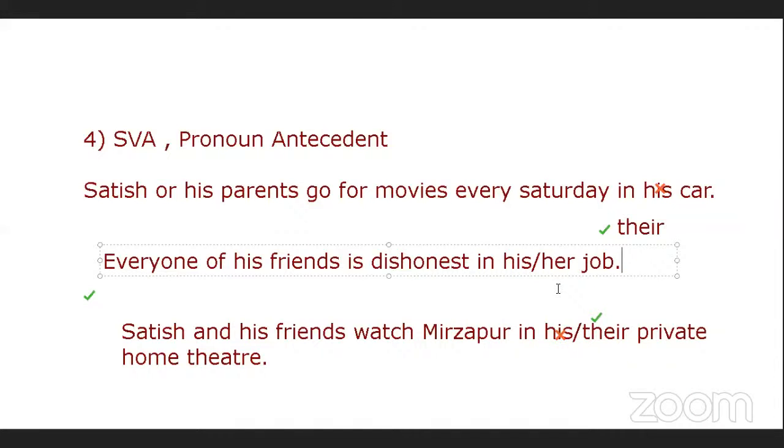मीना इज डिसऑनेस्ट इन her job, not their job. Why? Because we are singling each and every friend. इसीलिए ये करेक्ट सेंटेंस है। Yes, absolutely, the sentence is correct.